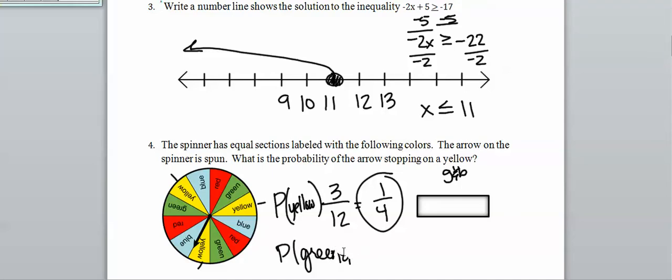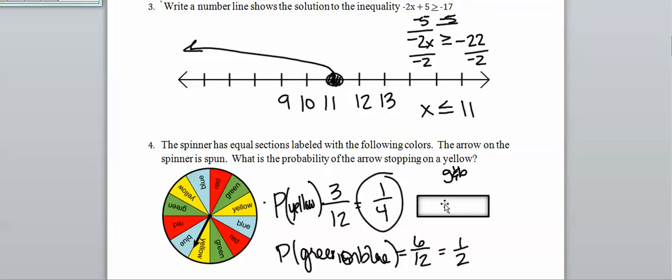Okay, the probability of green or blue, I guess is the proper term, because it doesn't matter which one you get, you're not getting them both. So green or blue would be 1, 2, 3, 4, 5, 6, so 6/12 or 1/2.